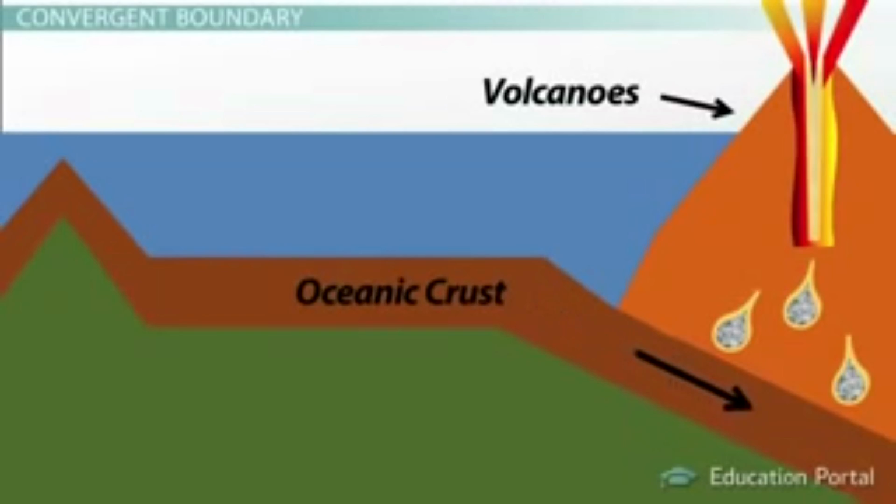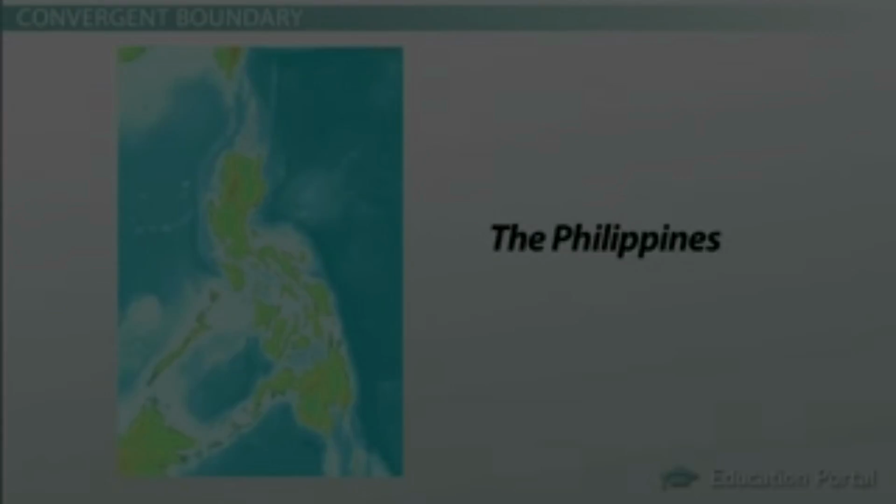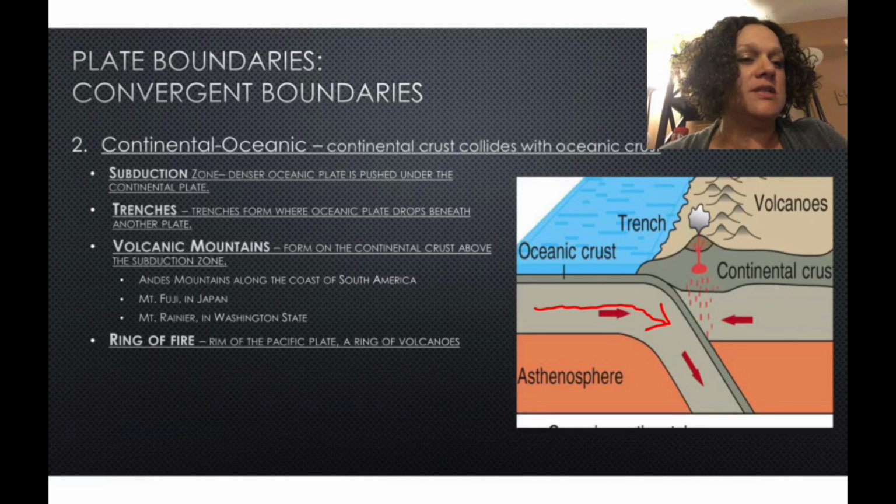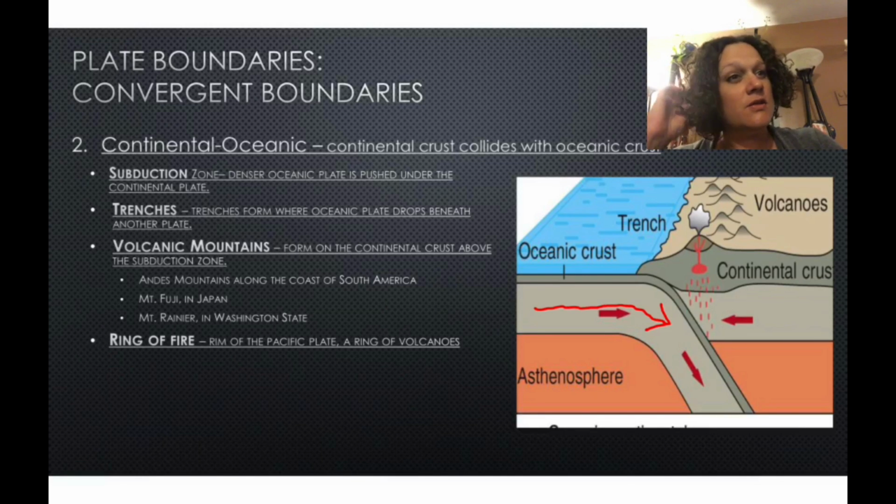If the other plate is oceanic crust, the line of volcanoes will become islands like the Philippines. Okay, the next kind of convergent boundary is going to be the continental oceanic boundary. And this is going to happen when we have subduction of the oceanic plate underneath the continental crust. And this is because it's more dense, so that's why it's able to go beneath it.